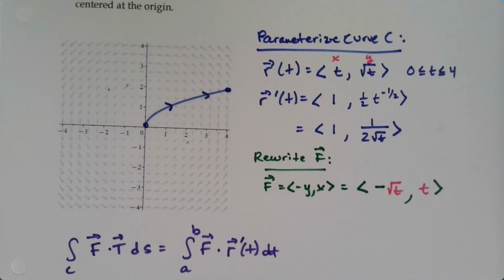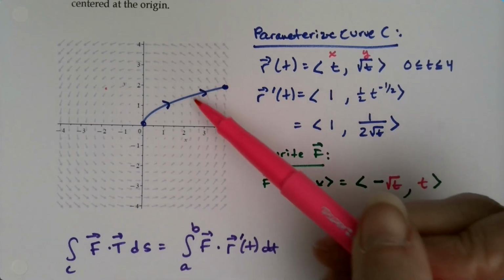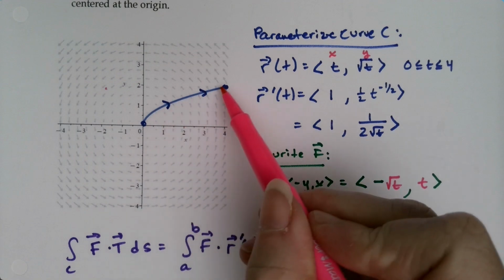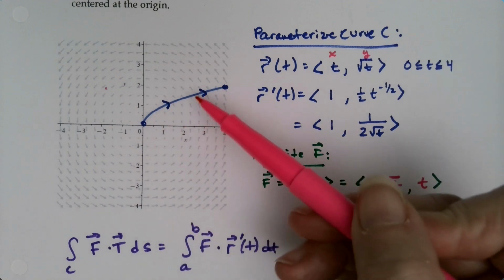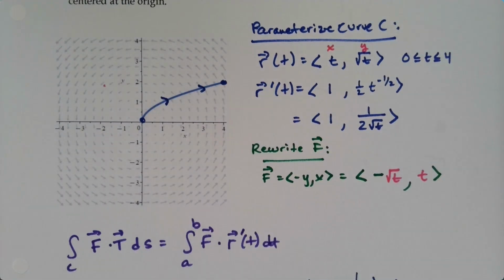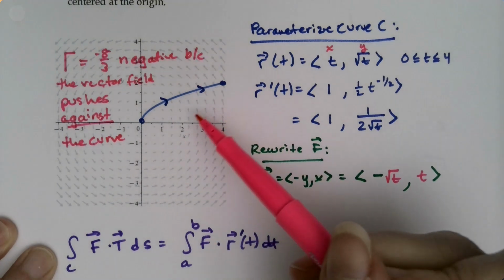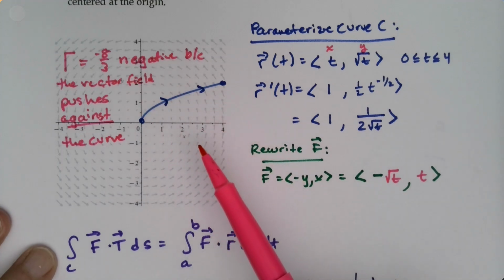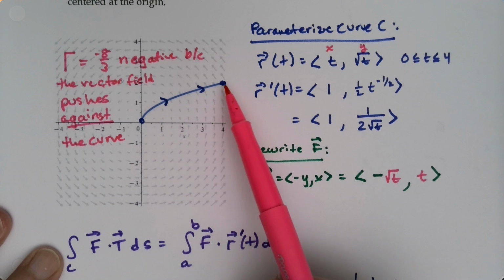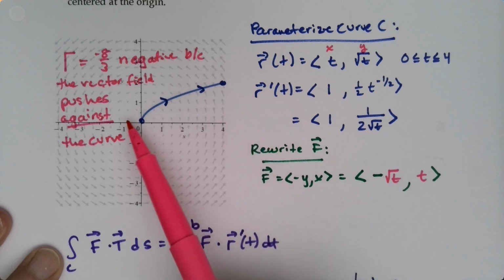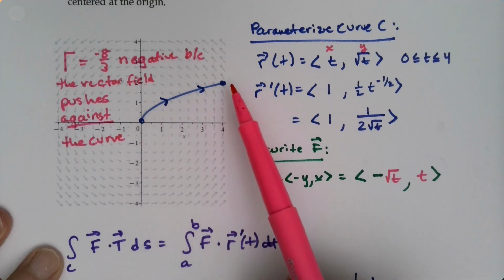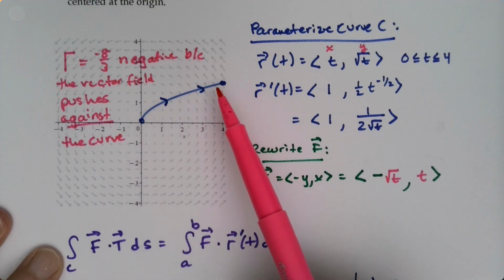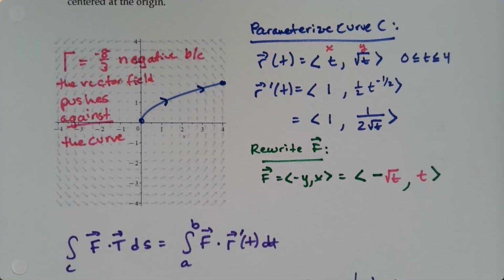But when I look at this one, that same vector field, look, they're not pointing the same way. I'm trying to go this way along the curve, and all the arrows are pointing against me. So the circulation is negative because the vector field is pushing against the curve. It's not helping it, it's hindering it. It's like the vector field is the flow of the water, and you're trying to swim against that current. Those arrows are the current, and the arrows are not helping you at all. That's why that's a negative number.